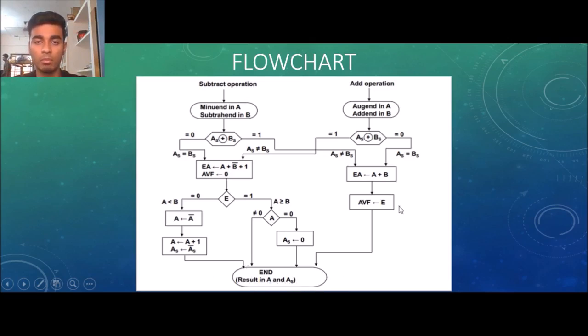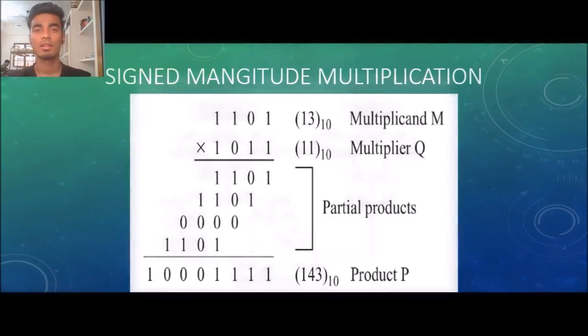This way, both addition and subtraction operations are performed using a simple circuit. Now let's have a look at sign magnitude multiplication.